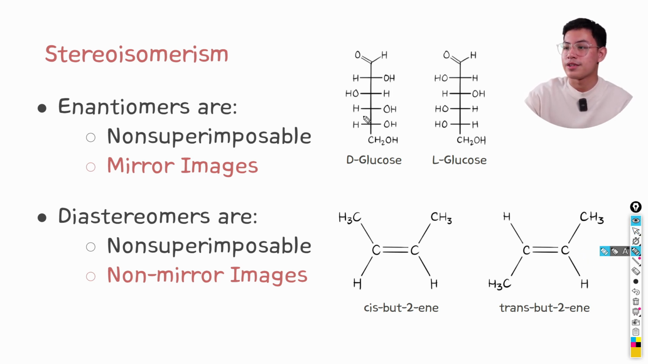For example, your D-glucose and L-glucose have the same structure, except it's almost as if there's a mirror in between that flipped them. But the same cannot be said for your cis-butene and trans-butene. If you look at their structures, even if you did flip cis-butene, it does not equal trans-butene. Hence, they are non-mirror images and they are diastereomers.